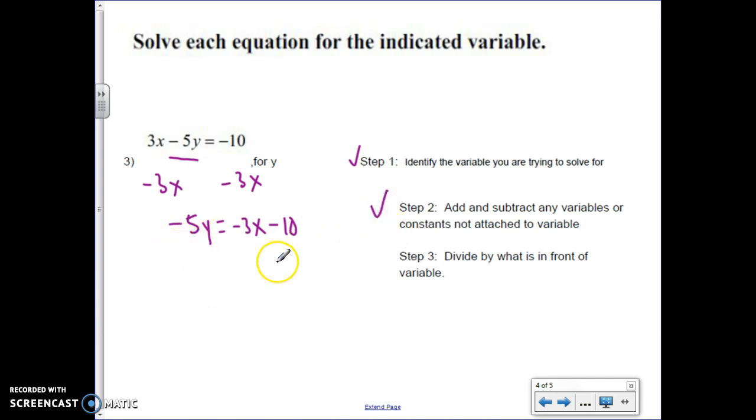Now with step 3, I'm going to divide by what's in front of the y. So I'm going to divide both sides by negative 5. So you end up with y equals negative 3x minus 10 over negative 5. Okay. I'm going to ask you guys to pause the video for a second and try number 4, and then I'll walk through.